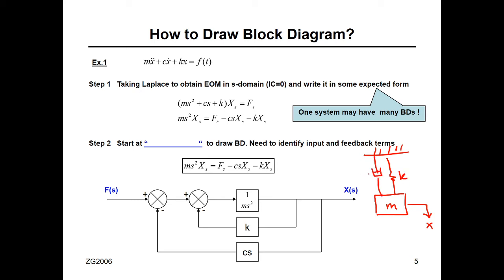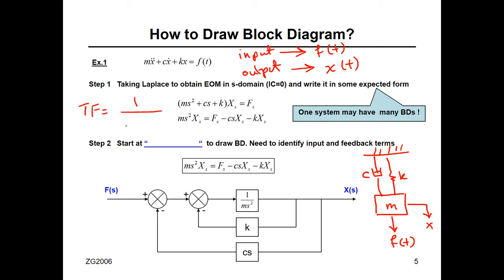Okay, this is K. This is C. He called it C, right? Not B, okay. K, C. And we have external force, F of t. Here the input is F of t. Output is x of t. What's the transfer function? We did it last time. The transfer function will be 1 over ms squared plus cs plus k. We did this last time, if you recall.